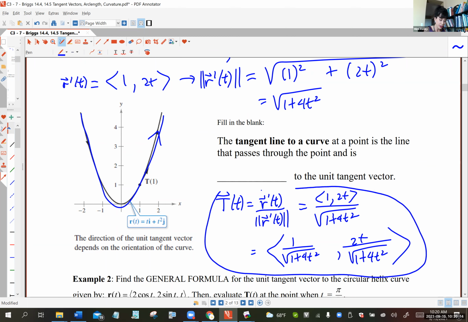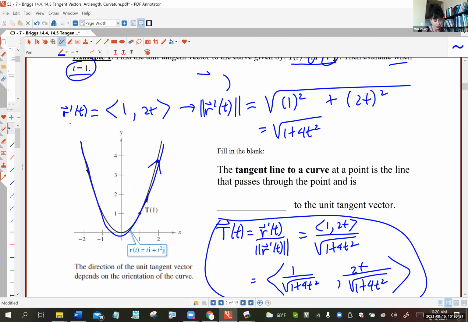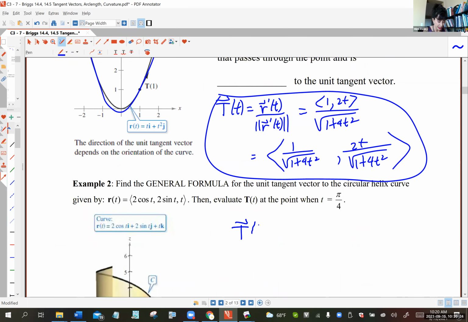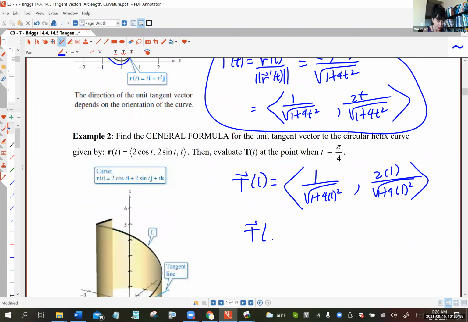Now they did want us to go one extra step for this problem. And they wanted us to evaluate it when time t equals 1 second. Easy enough. You're just going to do a substitution, and you'll substitute time t equals 1 second. Substitute it in there. And I get the unit tangent vector at the point when time t is 1 second has 1 over square root of 5 and 2 over square root of 5 as the components.